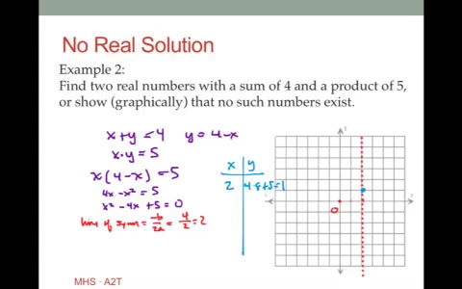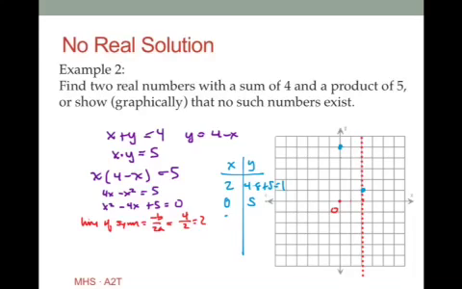Okay, let's find another point. Now, to find the rest of the points, we just do a t-chart and pick points that are convenient. 0 seems like a good one, so I'll plug 0 in. I get 0 minus 0 plus 5 is 5. So I can plot that point, and it's going to be up there. And now I can try another point.